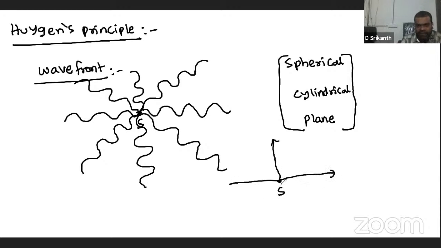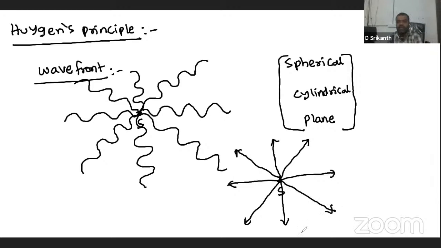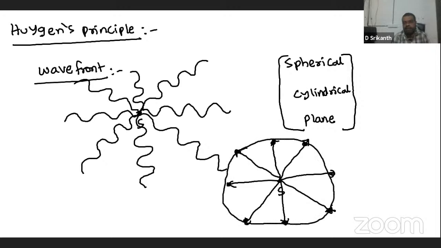Since it is moving in the form of a wave, we can say that any one property, amplitude or phase or wavelength, remains the same. The points at which all the light waves have the same property, that is the same amplitude or same phase, can be called a wavefront.